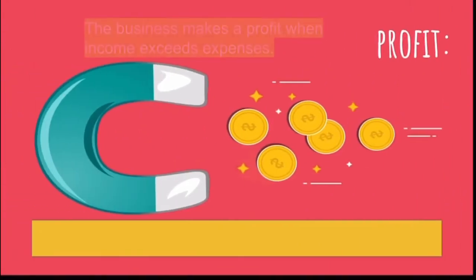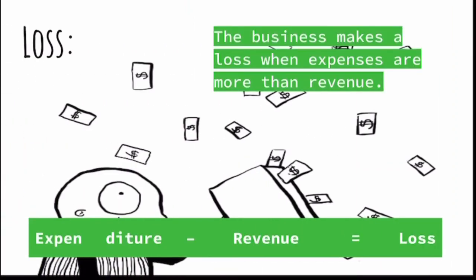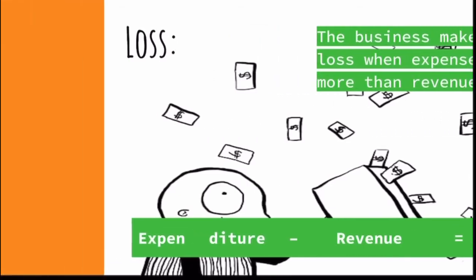Profit. The business makes a profit when the income exceeds the expenses. So how can we measure this? Income minus expenses is profit. Then loss. The business makes a loss when its expenses are more than its revenue. So we can measure this by taking the expenses minus the revenue equals the loss.